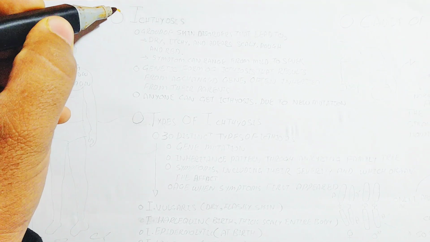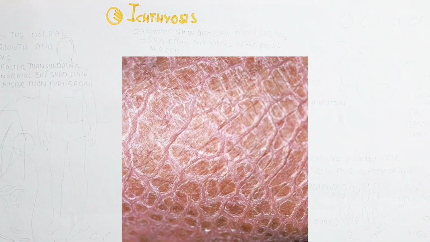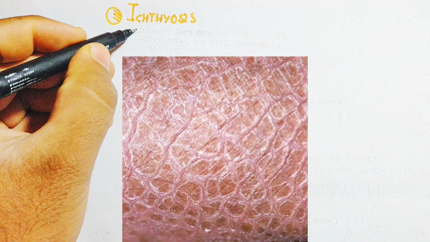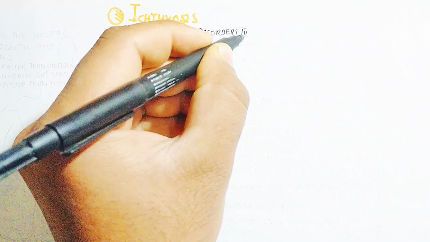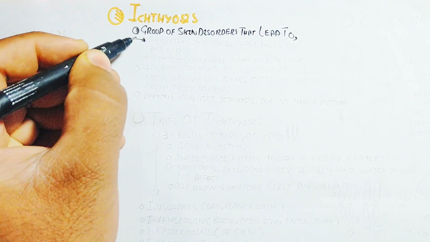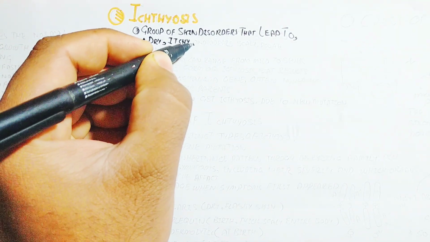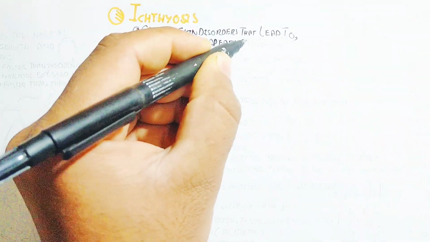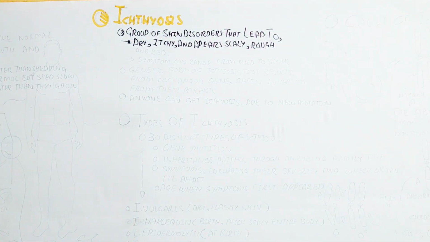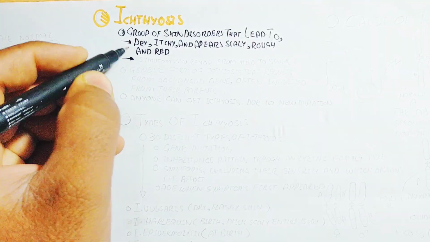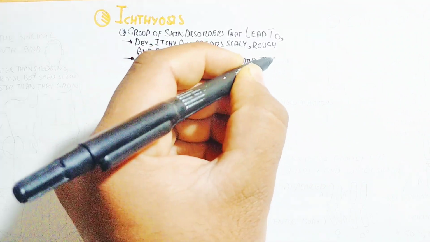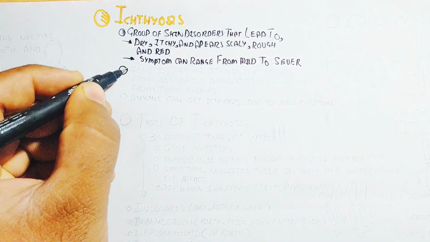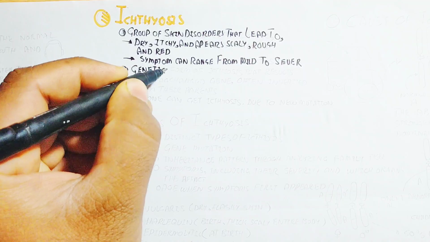Ichthyosis is basically a group of skin disorders. It causes scaly patches on the skin and redness, and on the other hand, bleeding will sometimes occur. It is a group of skin disorders that lead to dry, itchy, scaly, rough, and red skin. Ichthyosis basically means scale-like, like a fish. That is why ichthyology means the study of the fish group. Anyhow, the symptoms can range from mild to severe.